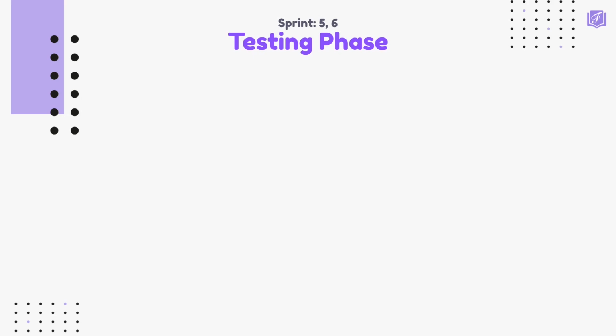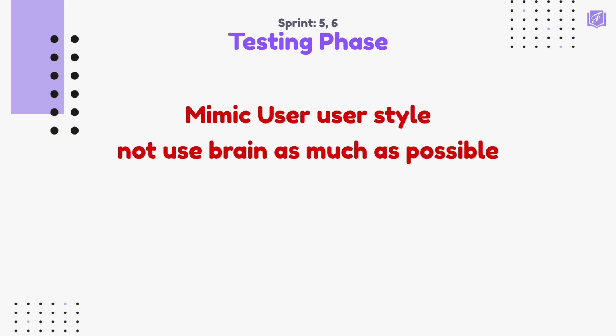Okay, so for the testing phase, we have mainly four key points that we need to remember and keep in mind to test our website. Firstly, we have to mimic the user's usage style. Secondly, we need to remove our brains. We have to use the website like we are a person with no brains, so we can see the bugs more easily. Third, we need to spam everything.